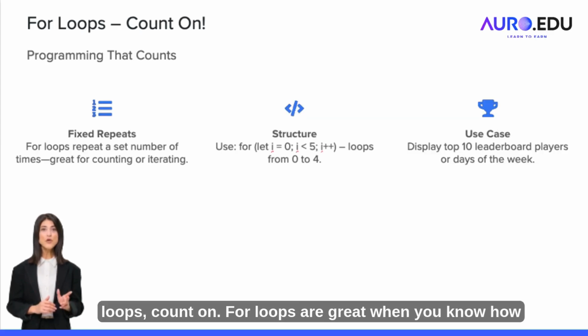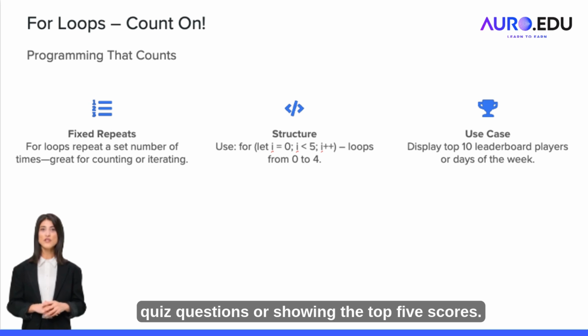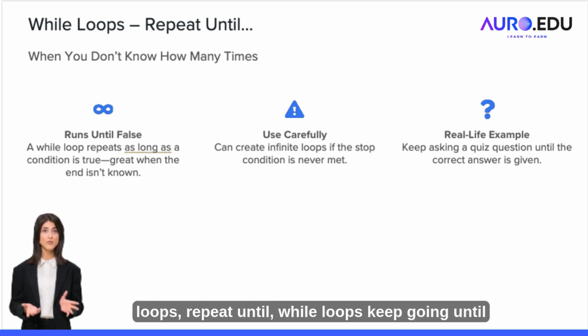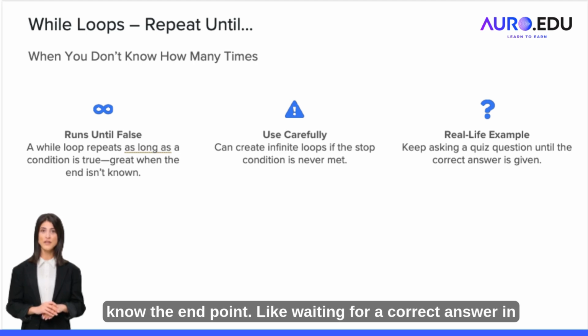For loops, count on. For loops are great when you know how many times something should happen, like looping through 10 quiz questions or showing the top 5 scores. While loops keep going until something is no longer true. Use them when you don't know the endpoint, like waiting for a correct answer in a quiz.